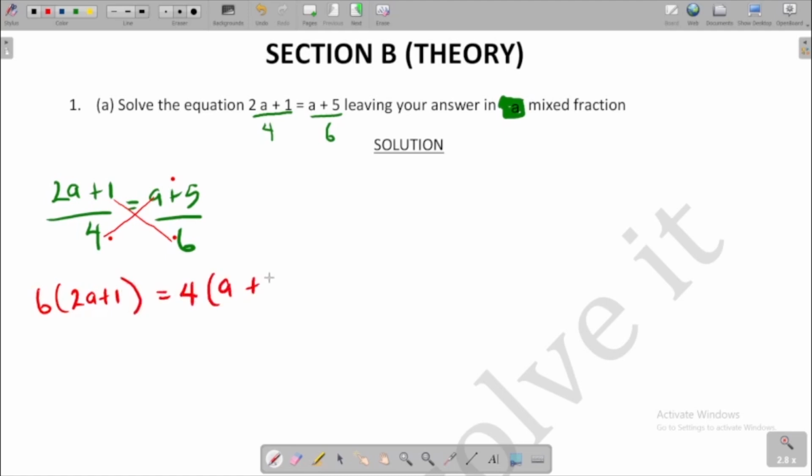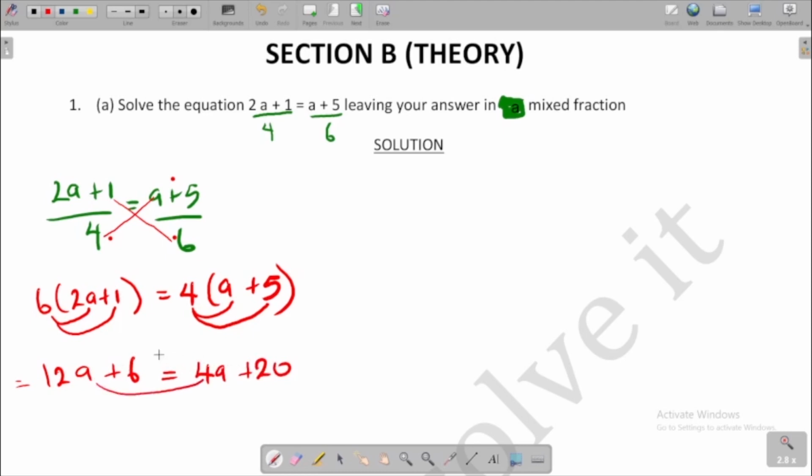To expand the bracket, it is this and this, this and this. So you have 6 times 2a, that will give 12a. 6 times 1 will give 6. 4 times a, you have 4a. And 4 times 5 will give us 20. So now collect the like terms.